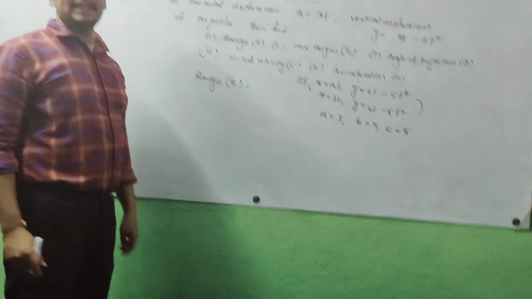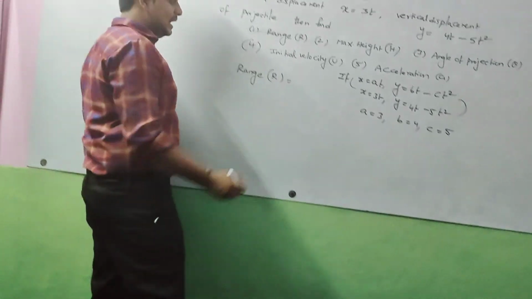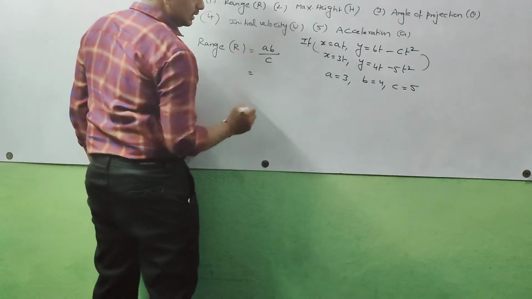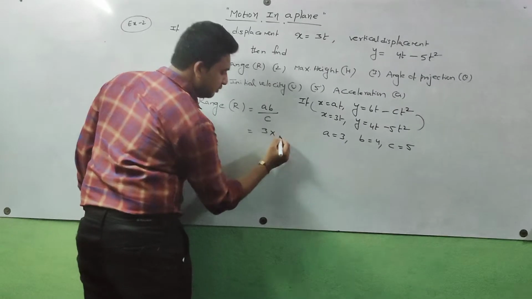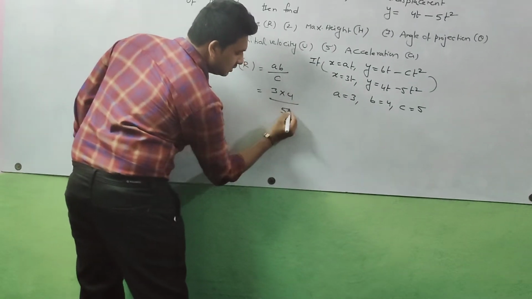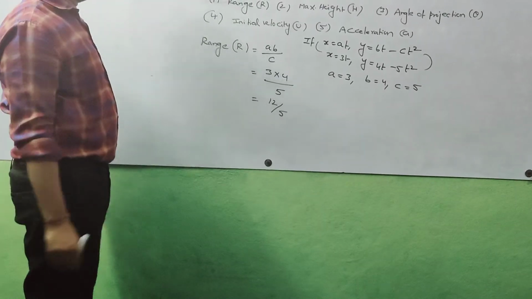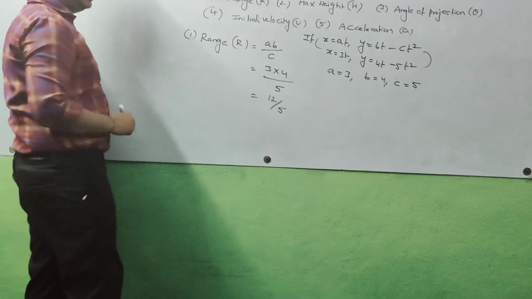Right? So then the range formula. Generally range R is equal to ab by c. That means a means 3, b means 4, c means 5. That means 12 by 5. The range is equal to, we got here, 12 by 5. This is the answer for the first question.